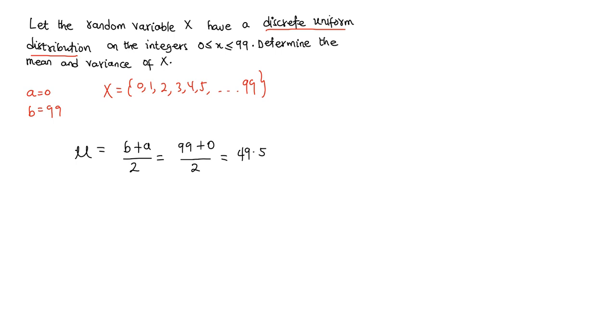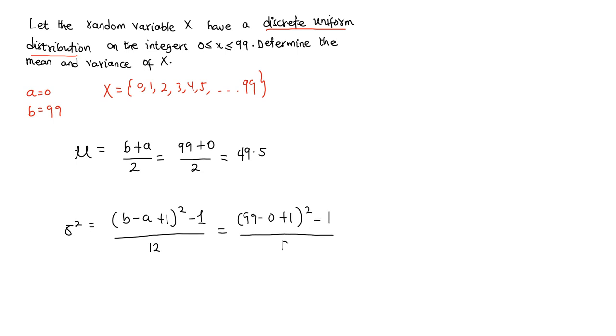So let's find the variance. For the variance also, we have it to be ((b minus a plus 1) squared minus 1) all divided by 12. So now let's do the substitution. So you're going to have ((99 minus 0 plus 1) all squared minus 1) divided by 12.